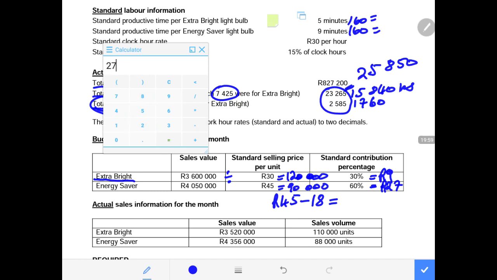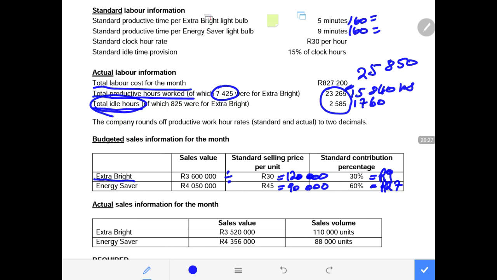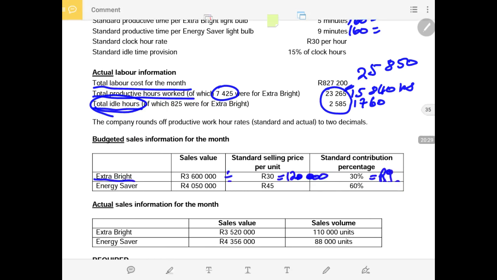So now I'm just bringing you back to how we normally calculate the contribution. It is the selling price minus the variable cost, which is equal to a contribution of 27. So that's why they only give us the percentage here, but most of the time they don't give us the percentage. They'll give us the selling price per unit and the variable cost per unit for us to calculate the contribution, which in this case is given as the percentage. It makes life easier for us.